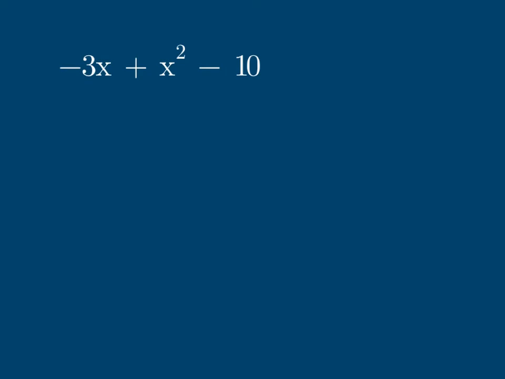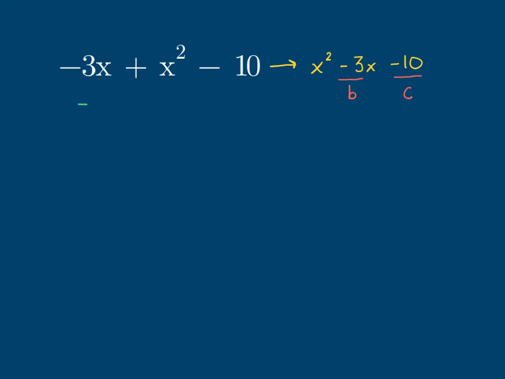Now in this next example, the first thing you should notice is that my polynomial, my trinomial, is not in descending order. So I'm going to go ahead and rewrite it so that it's in the correct order. x squared minus 3x minus 10. So that allows me to see that b is negative 3 and c is negative 10.